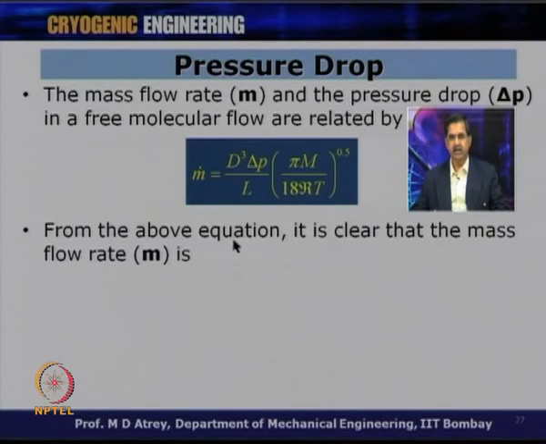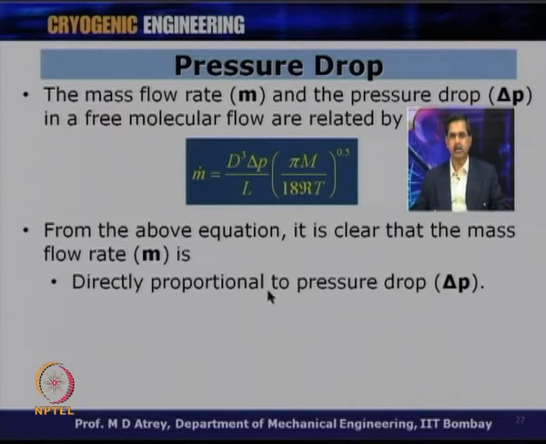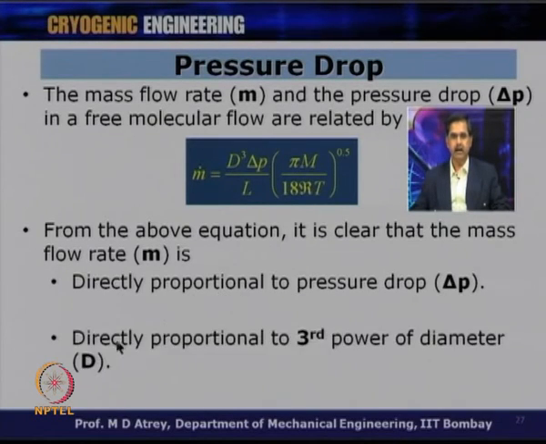From the above equation, it is clear that the mass flow rate m dot is directly proportional to the pressure drop delta p and directly proportional to the third power of diameter. This is what we have understood.